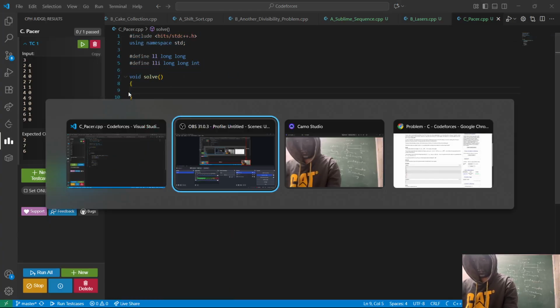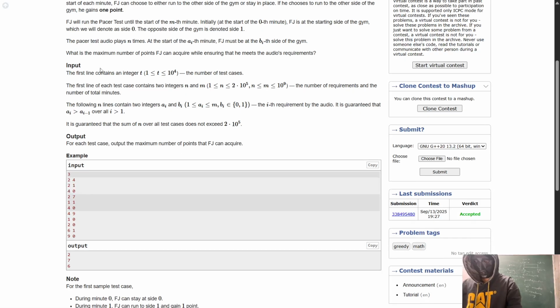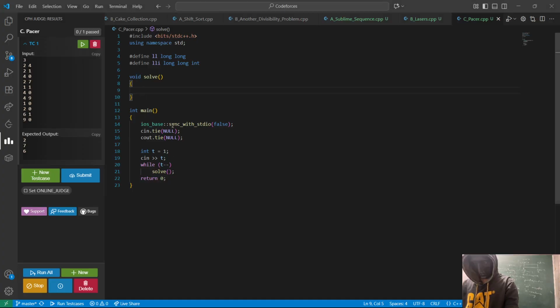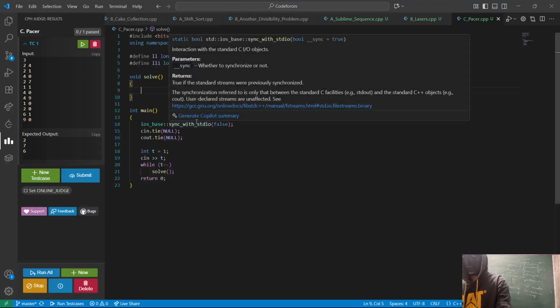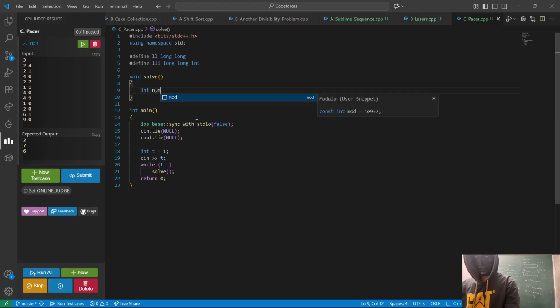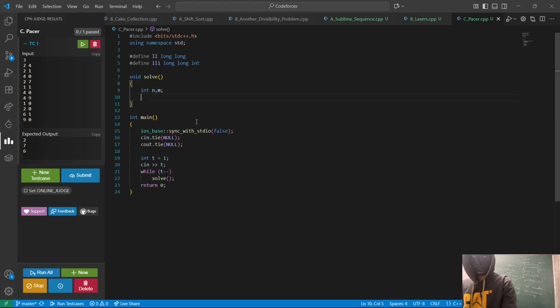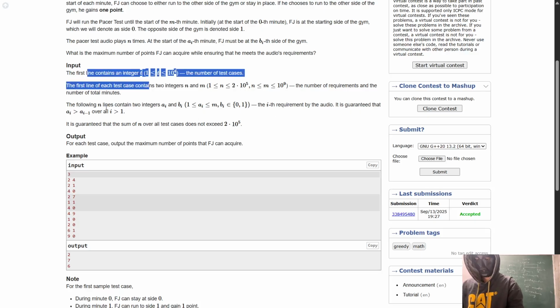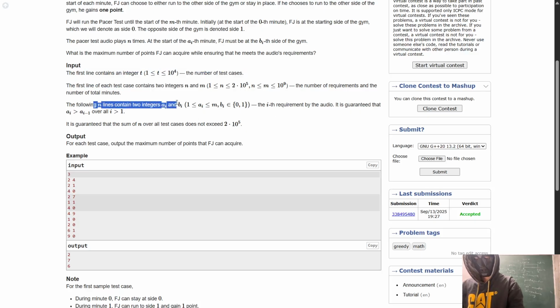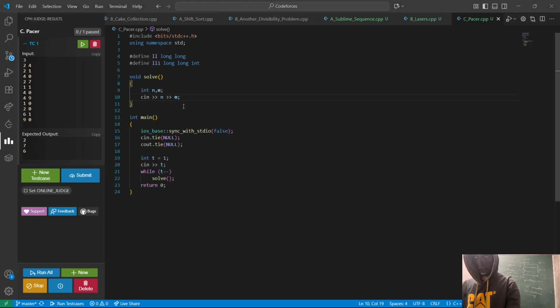So in the input we have integer t denoting number of test cases. For every test case we have n and m. N is basically the number of requirements, m is basically the time from 0 to m, for which you can gain points. And in each line we have a and bi, which is the requirement, right?